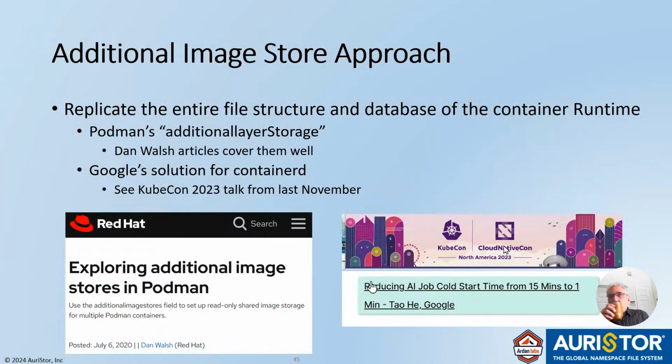Again, with an additional image store, you're copying the whole structure. Dan Walsh, in 2019 or 2020, is like Mr. Podman. He's the container guy, a super smart guy. He wrote an article, if you want to find it, on something you could do with Podman and additional image stores.